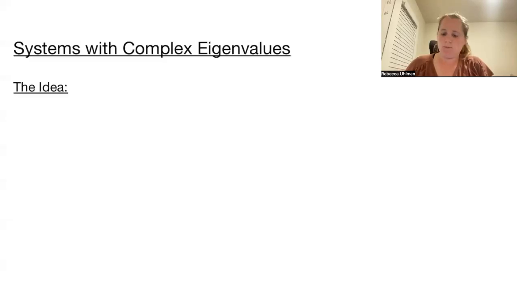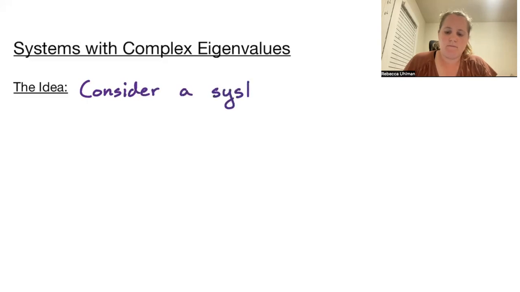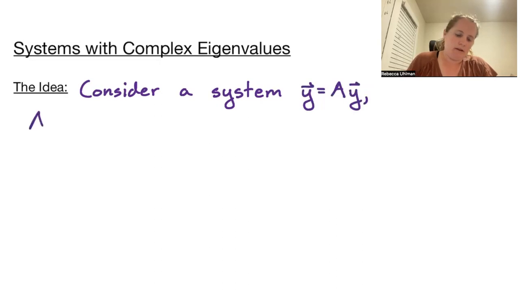Welcome to systems with complex eigenvalues. So the theory here is, let's go ahead and consider a system y prime equals A times y, where A is an n by n constant matrix.